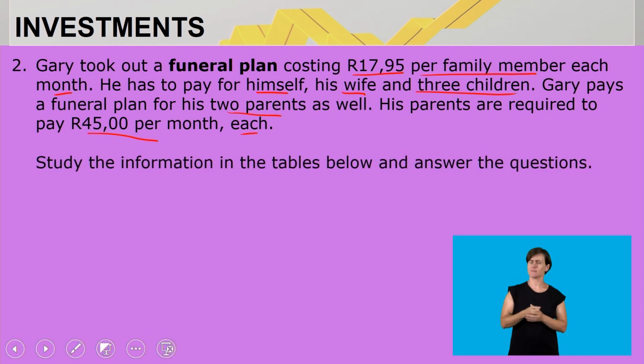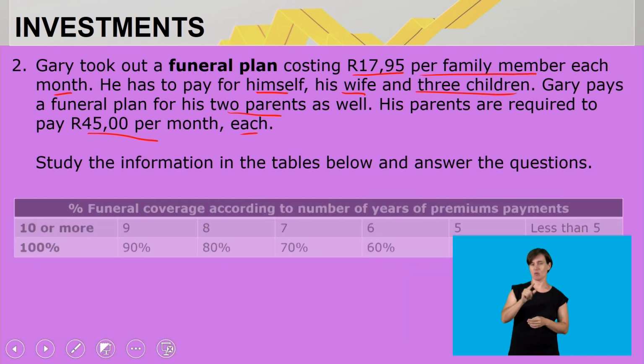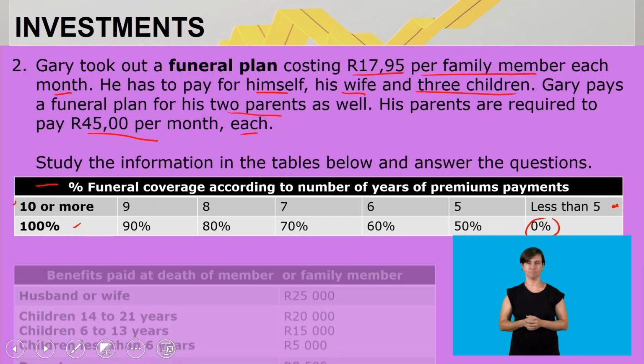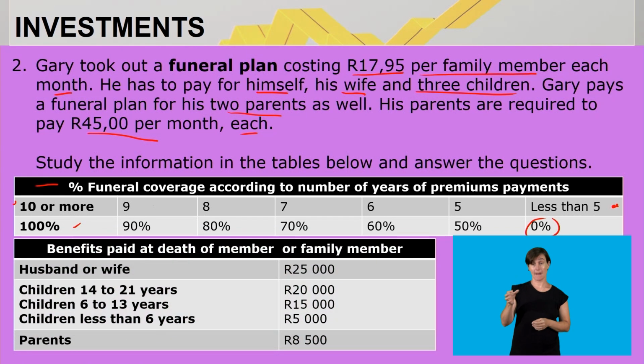What else is important? It says, study the information in the tables below and answer the questions that follow. Here we have percentage funeral coverage according to the number of years of premium payments. So there we have 10 or more, you'll get 100%, 9 and more, 90%, and so forth. Important to note, less than 5 will be 0%. Then there's the structure of benefits paid at death of a member or family member. Husband and wife will be 25,000 Rand. Children 14 to 21 years will be 20,000 Rand. Children 6 to 13 years, 15,000. Children less than 6 years, 5,000. And then parents, 8,500. I went through this to get familiar with what the structure is all about.